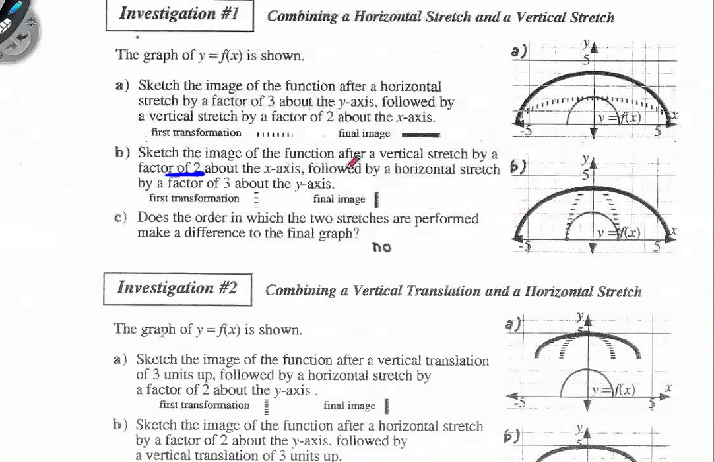And now we will do the horizontal stretch by a factor of 3 about the y-axis. Horizontal stretch means this dotted line now goes, if it's sitting at negative 2, it will go to negative 6, 2 will go to positive 6. Sitting on the y-axis doesn't go anywhere. Negative 1 goes to negative 2, positive 1 goes to positive 2, and so on.